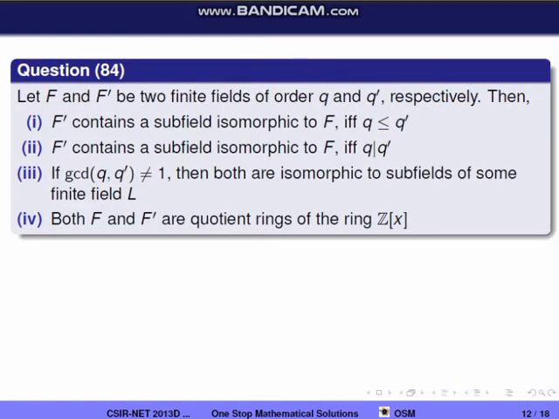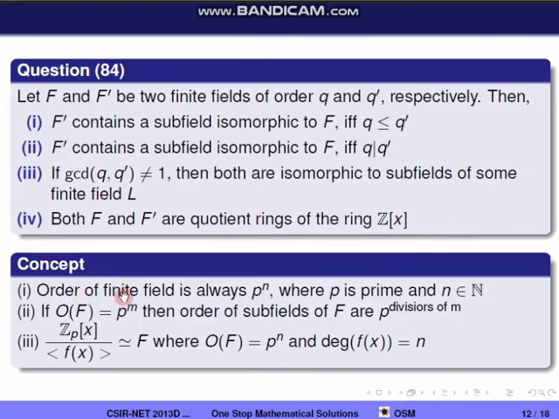Next question, question 84. Let F and F dash be two finite fields of order q and q dash respectively. We are given two finite fields and we have to check which of the following options is true. So we are looking at the concepts used. The order of a finite field is always p power n, where p is prime and n is a natural number.